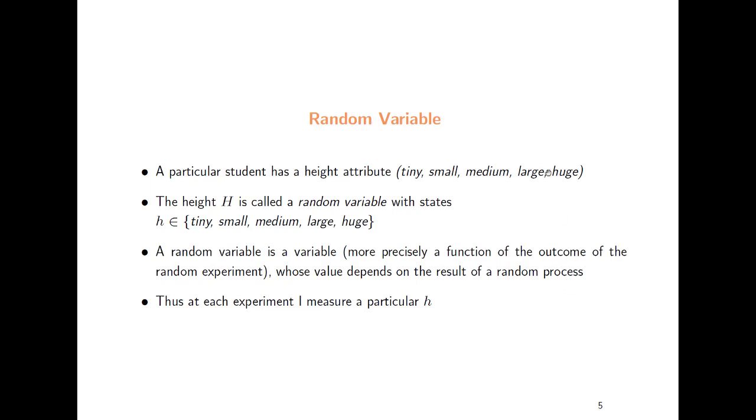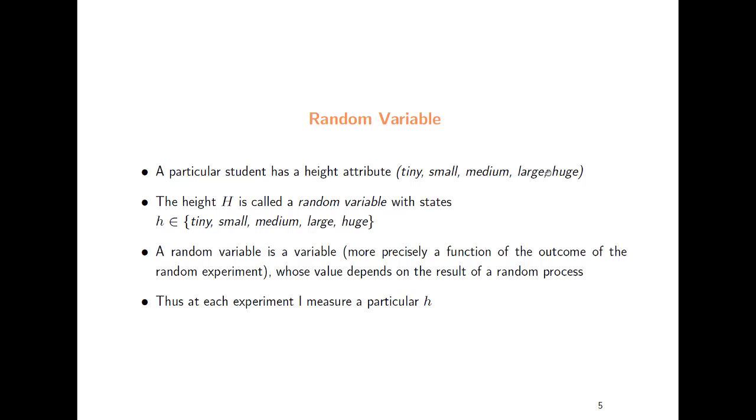So this was a random experiment, and now we're talking about the random variable. A particular student has some attributes, for example, height. Let's say we have 5 classes: tiny, small, medium, large, and huge. Then we call H, the big H, the random variable, the height. And this random variable has these different states: tiny, small, medium, large, and huge.